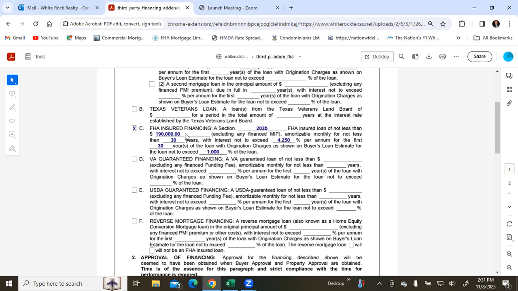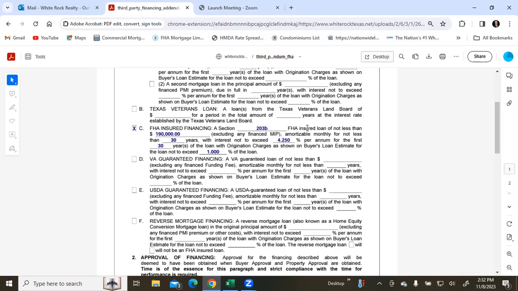So 3A is the down payment. That's the cash. All right. 3B is the amount of financing. It's the loan. So in this case, it's $190,000. And then 3C adds up those two figures to get the sales price of the home. Okay, so that is the loan amount, right?